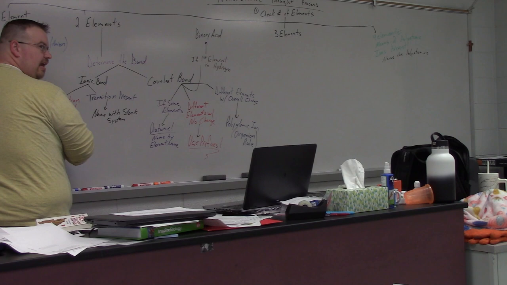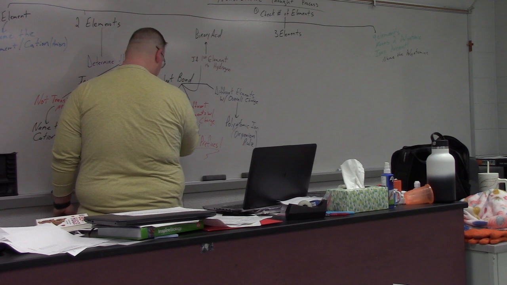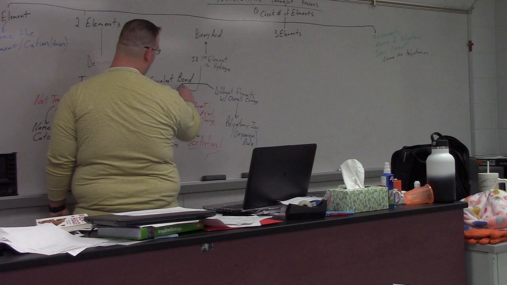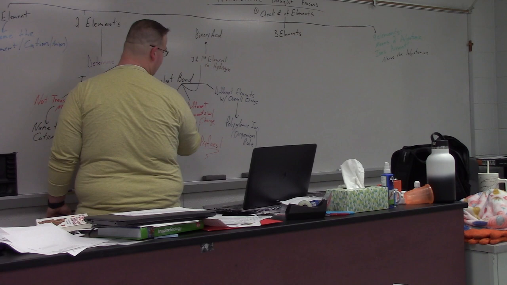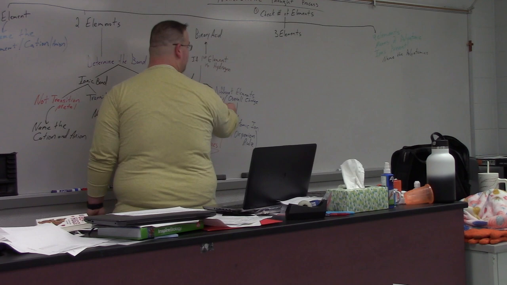Well, let's say I have a covalent bond. If they're the same elements, it's a diatomic, and I just name it by the element name. If I go over here and the first element is hydrogen, then it's a binary acid. I use binary acid rules. Let's say different elements with no charge, I'm going to use the prefixes. But then I look over here, it's different elements with an overall charge. That's a polyatomic ion, and I'm probably going to try using the oxyanion rules.